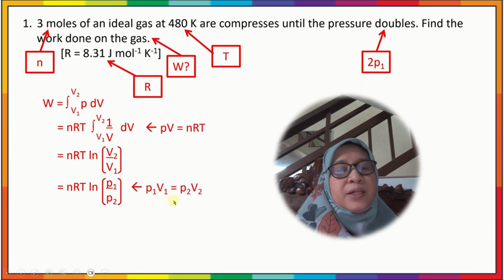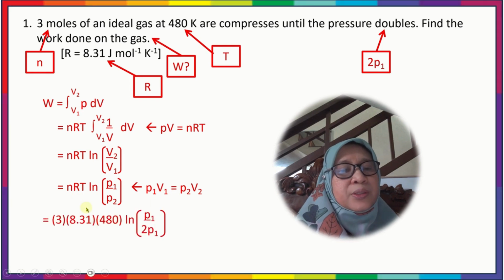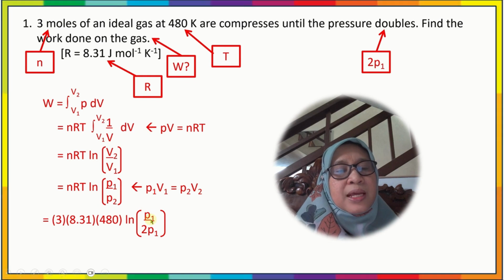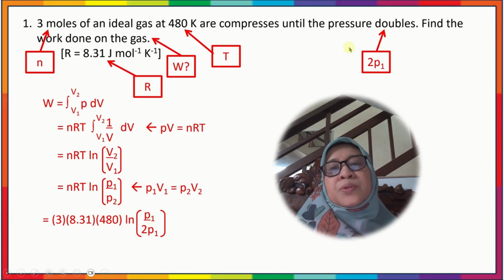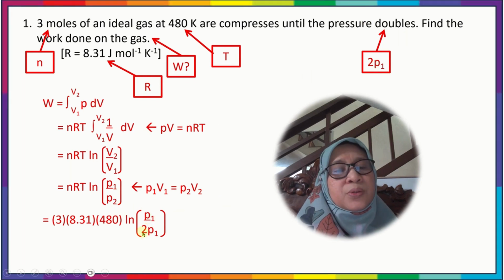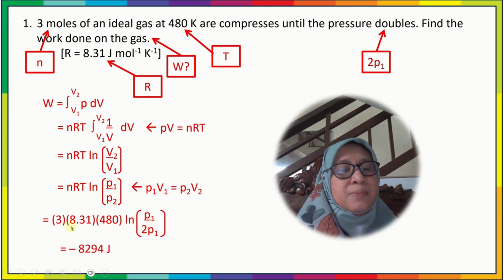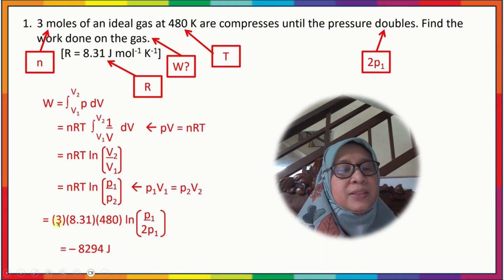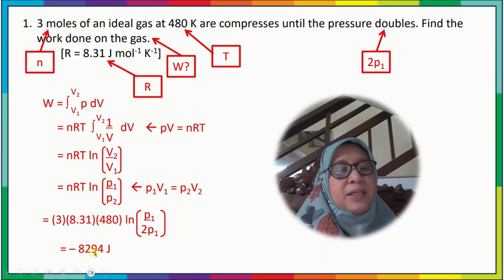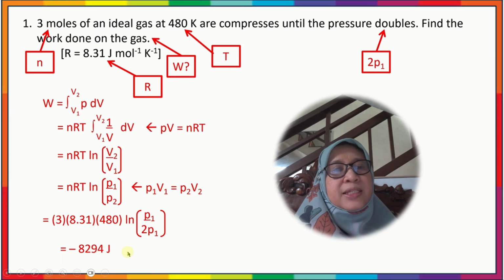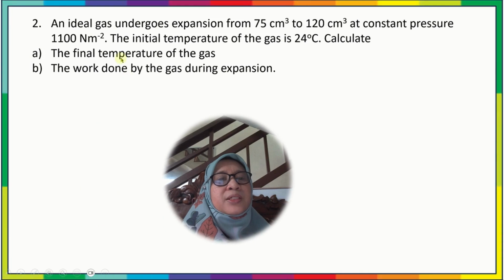From here, you substitute all the values into the equation. P1 stays as P1, and the pressure P2 is double, so you write it as 2P1. Cancel the P1 and multiply by 3, and you get negative 8,294 joule. That's the answer. Next, we do question 2.